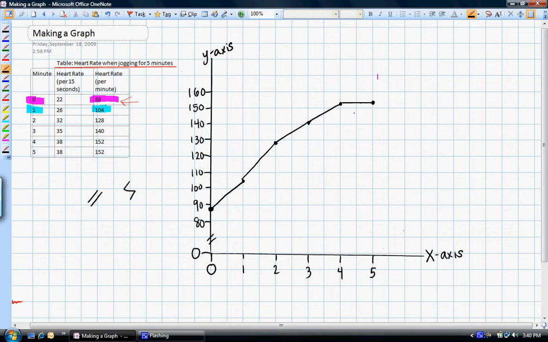At this point, you're probably thinking, all right, the graph is done, but we're missing a few pieces of vital information. First is an informative title. A title should tell us what we see in the graph. So this is a graph of my heart rate when I jogged for 5 minutes. So I'm going to write that as my title, heart rate when jogging for 5 minutes. And of course I'm using my pencil, and I'm going to underline it in red using my ruler.